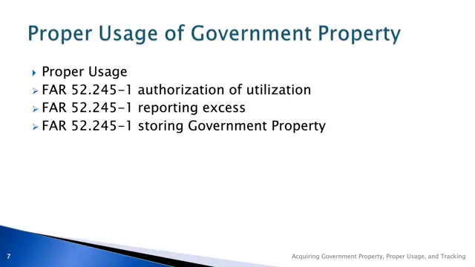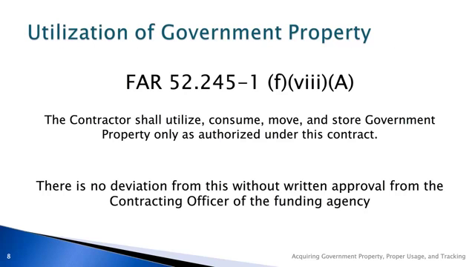When the university accepts stewardship of government property, there are guidelines that the university must follow that are dictated by the Federal Acquisition Regulation. These guidelines dictate how we can use the property, when we should declare the property excess, and how the property should be stored. FAR 52.245-1, Section F, Item 8, Paragraph A states that the contractor shall utilize, consume, move, and store government property only as authorized under the contract.